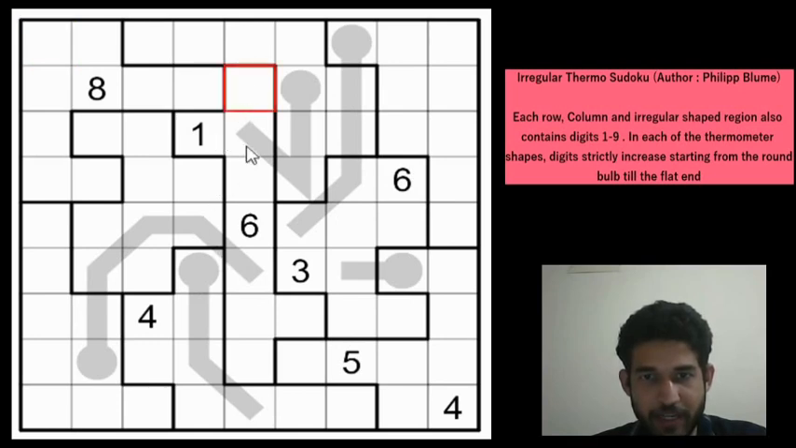This middle region as you can see has 7 digits in column 5 and 1 cannot be in any of these 7 cells because it is in the same region. So 1 must go either in this cell or in this cell. But 1 can never be at the end of a thermo, right? So 1 has to go in row 1 column 5, right?